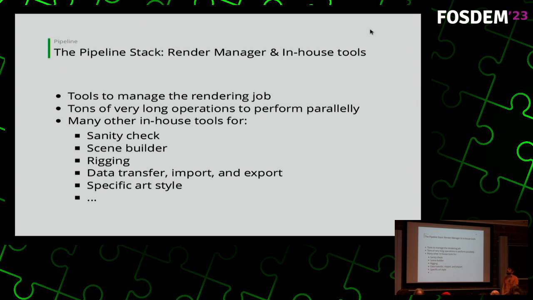And the third part of the pipeline is one of the main bricks of a pipeline, the render manager. So in an animation production, you have a ton of very long jobs to process. And for that, you need a render farm that will manage everything properly. And you have a tool to be able to follow each task. And you have a suite of small tools that are used in productions to have a more efficient workflow.